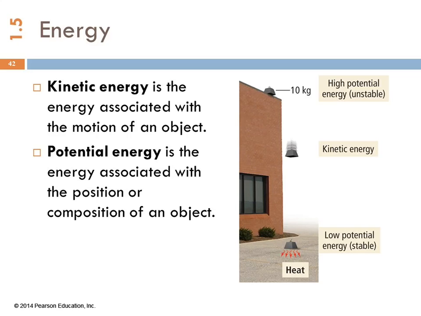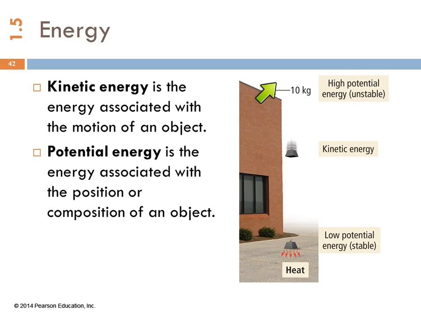There are different kinds of energy. We classify all kinds of stuff. We classify energy. Kinetic energy and potential energy are two big divisions that are important for us in chemistry. Kinetic energy is energy associated with the motion of an object. So here we have a 10 kilogram weight being dropped off this building. And the kinetic energy is when it's moving. Potential energy is energy associated with the position or the composition of the object.